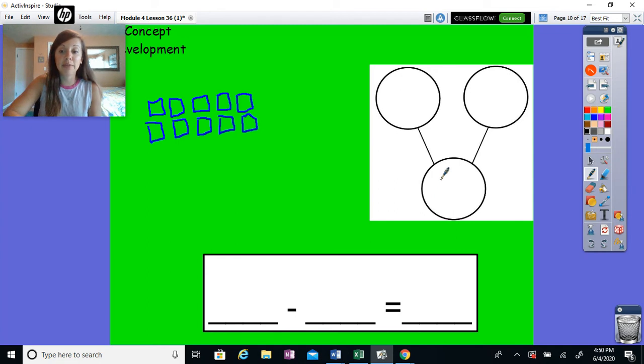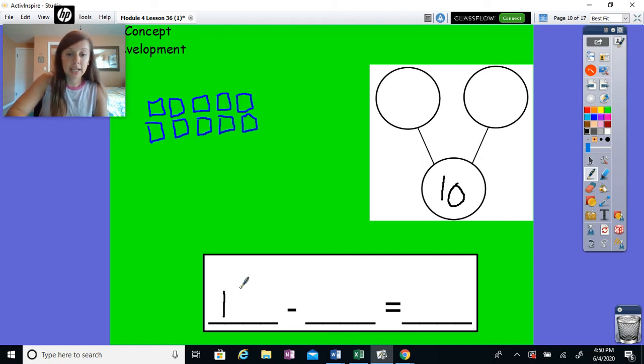He started with 10 blocks, so I'm going to put 10 in my hole of my number bond. Now remember, the hole is the circle that's all by itself. So I'm going to put 10 because that's how many blocks he starts with. Okay, and I'm also going to write 10 in my number sentence because when we write subtraction number sentences, we always start with the whole or the biggest number.